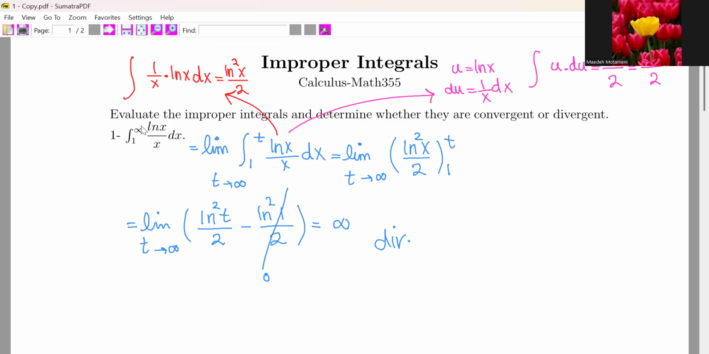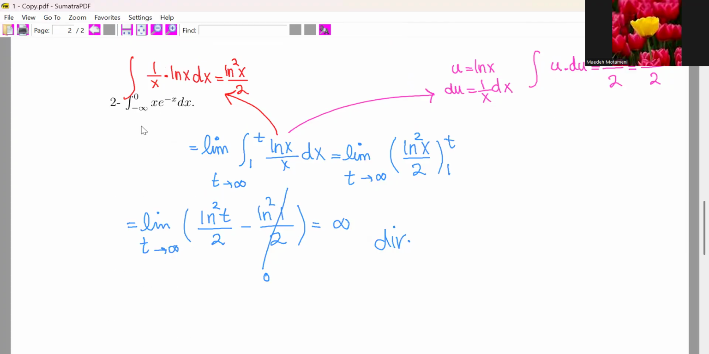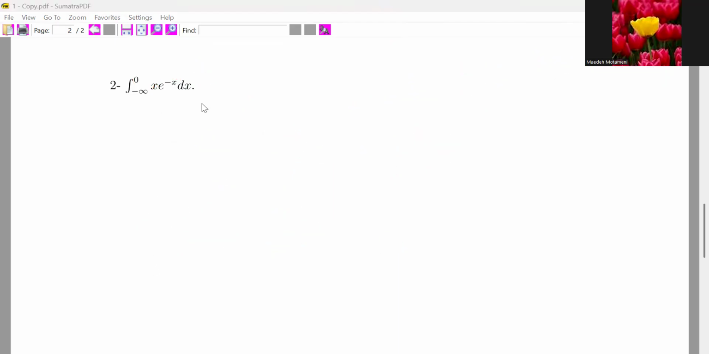Let's do the next one. The next one is the integral from negative infinity to 0. So again, using the definition, it says keep the limit out, and you would have b approaching negative infinity and the integral from b to 0 of x e to the negative x dx. We have two functions that are multiplied together.